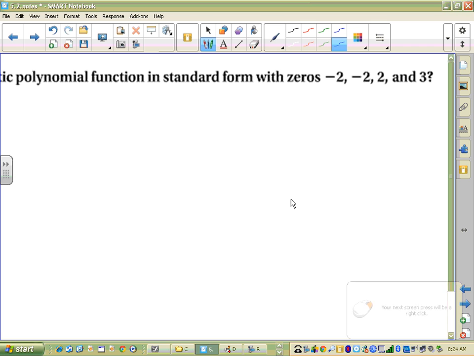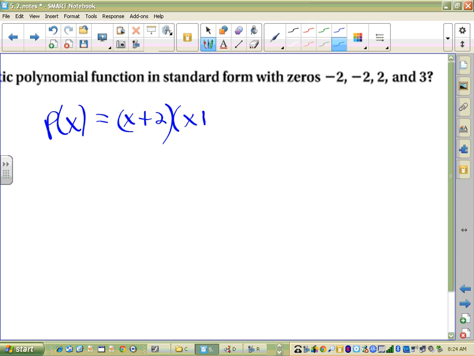So the polynomial function here, who can hit me with all the factors? What are we going to have? X plus 2, nice, good. X plus 2, x plus 2 again, x minus 2, and x minus 3. Good. Awesome. Everybody doing all right? Is that in standard form? No, it's not. Oh, no, this is going to take forever.